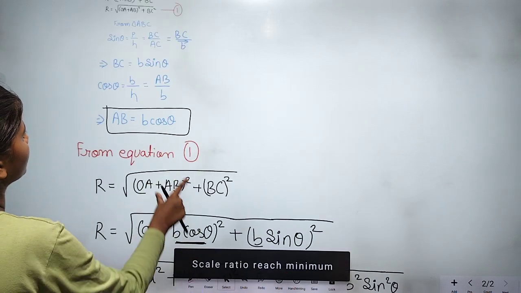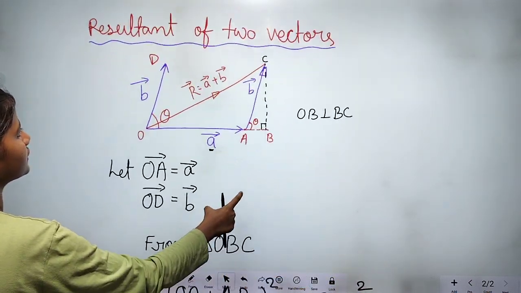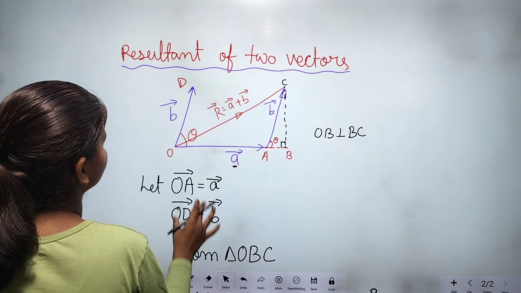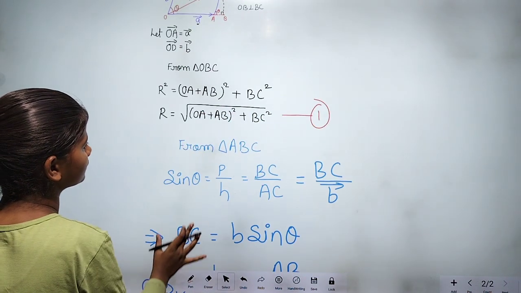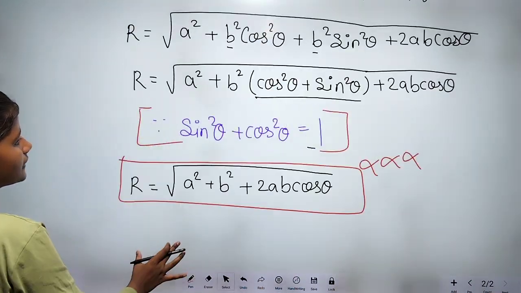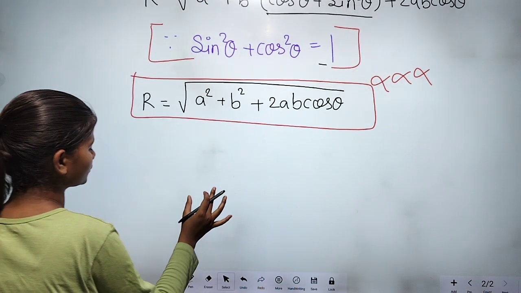So I hope you understand this, that resultant of a vector. I hope it is clear, all the things. This is the formula of resultant vector, that root under A square plus B square plus 2AB cos theta.